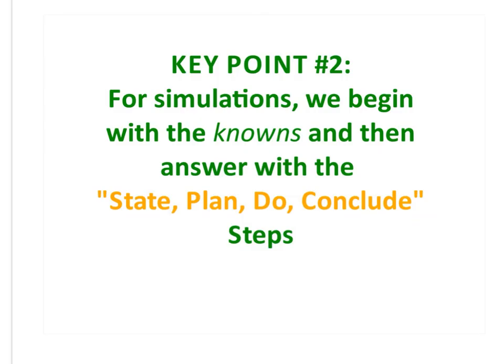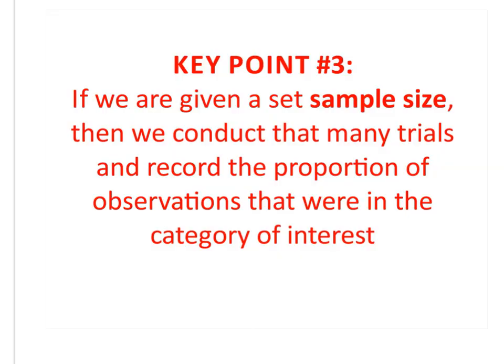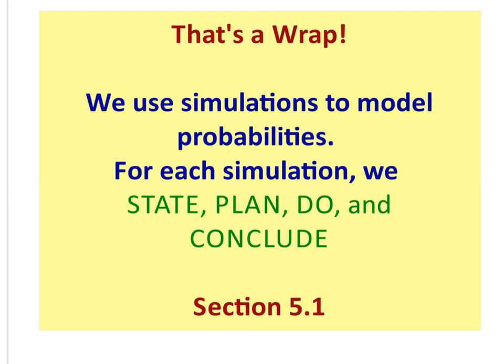So key point number 2, for simulations, we begin with the knowns, writing out our percentages that were given, and then answer with the state, plan, do, conclude steps. Key point 3, if we are given a set sample size, then we conduct that many trials and record the proportion of observations that were in the category of interest. So that's our 3rd key point for today. We use simulations to model probabilities. For each simulation, we always conduct these 4 steps.